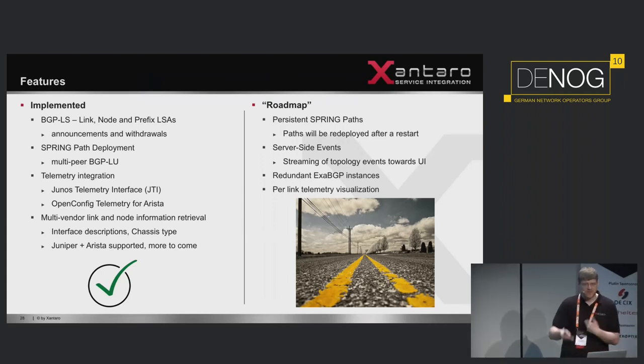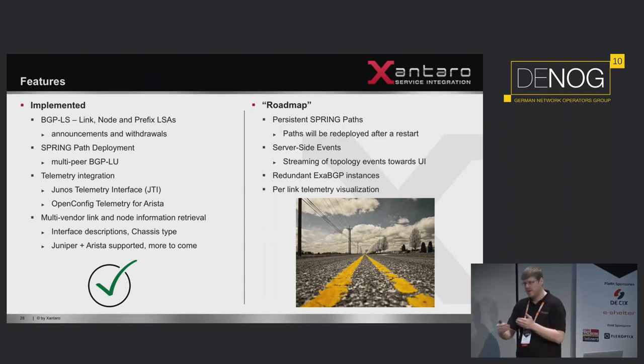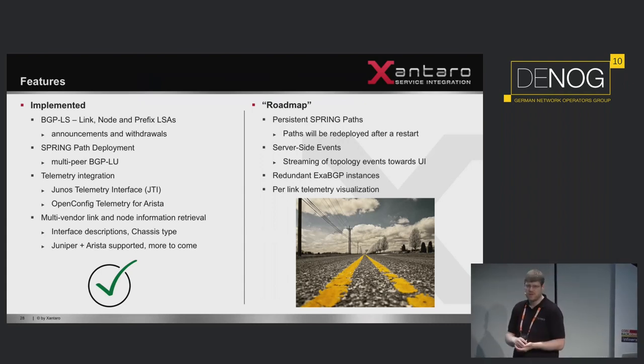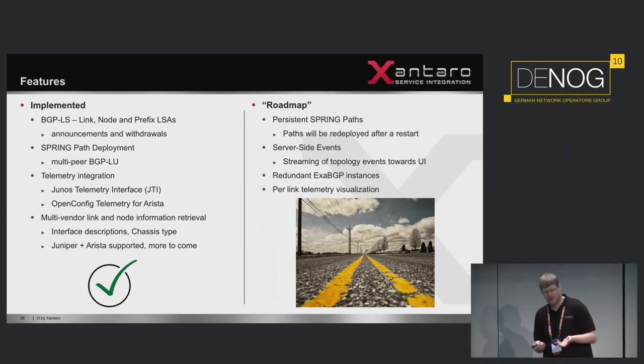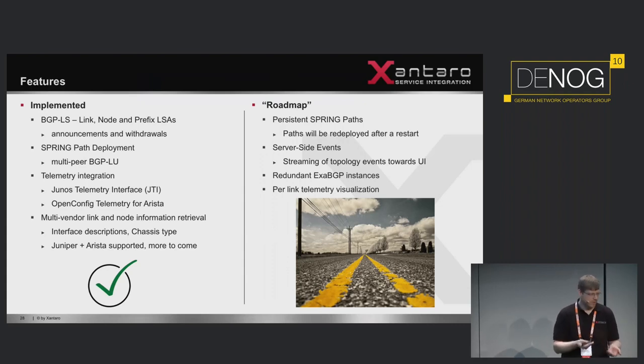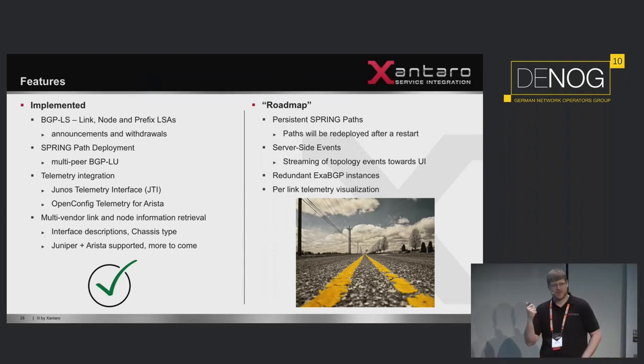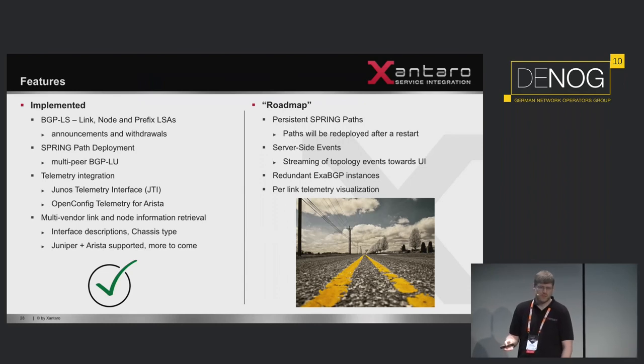Also some server-side event scripting. So if BGP-LS actually shows you that an adjacency has gone down or a node has disappeared, we want to automatically update the visualization and the topology. Currently, it's done only once on load, so a bit of convenient features. Also, right now, as you might have seen, there's no visual indication of how loaded a specific link is. And as each of us loves weather maps, there will probably be a visual representation at one point.